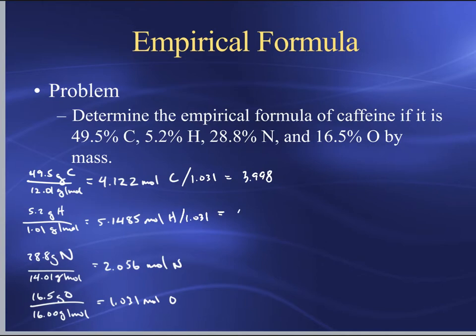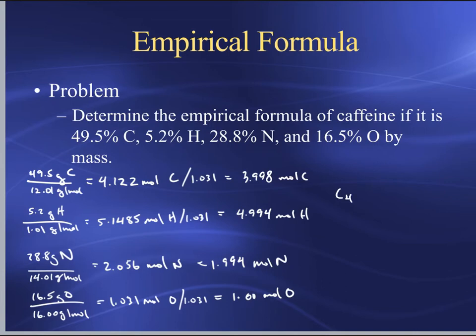It's going to be pretty close to 5, 4.994. And 2.056 divided by 1.031 is 1.994. We'll say moles of carbon up there, moles of hydrogen here, moles of nitrogen there, and this one divided by the same number is just going to give us 1. So we get 1.031 moles, 1.000, right? They're all going to be the same thing. Moles of oxygen. And looks like I've got a pretty good set of whole numbers here. Looks like my formula is going to be C4H5N2O. And that's how you solve it.